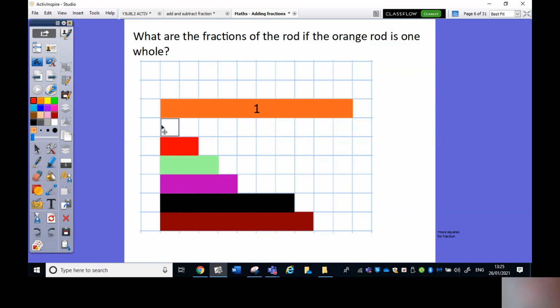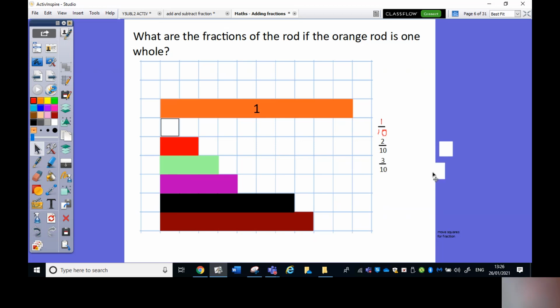So what would the fraction be for the white rod? Shout it out. Let's take a look. Are you right? Oh dear. Hold on, sorry. You're right, sorry, that is 1/10. Good. Okay, now let's take a look at the red rod. What would the equivalent fraction be there? 2/10. Excellent.